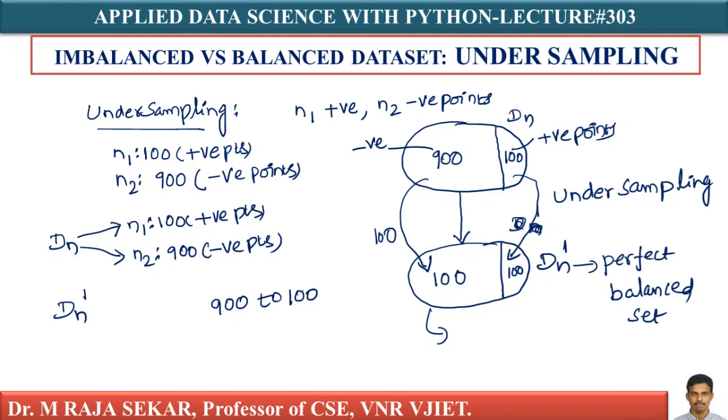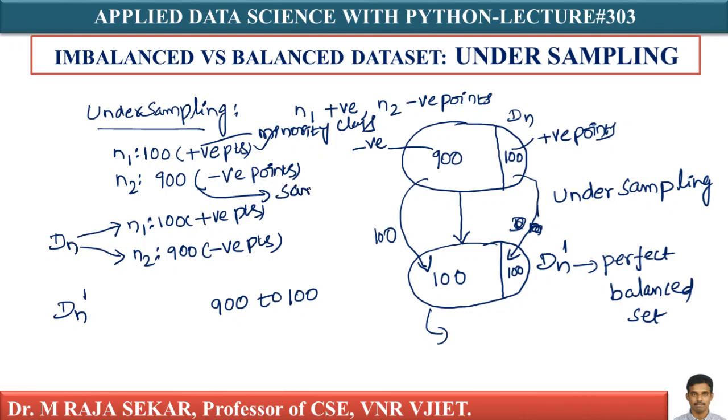Whichever is the minority class, you keep as it is. Here, which one is the minority class? The positive point class. I am keeping it as it is. What is my DN? In DN, the positive point class is the minority class, isn't it? Which one is the majority class? The negative point class.